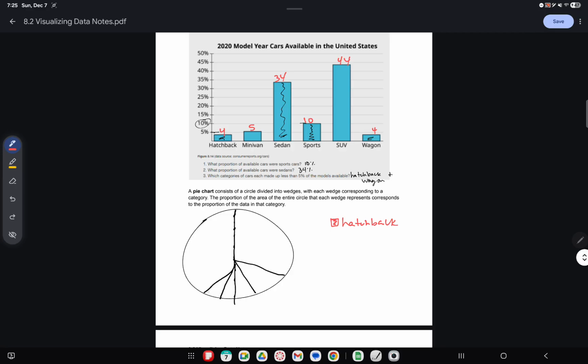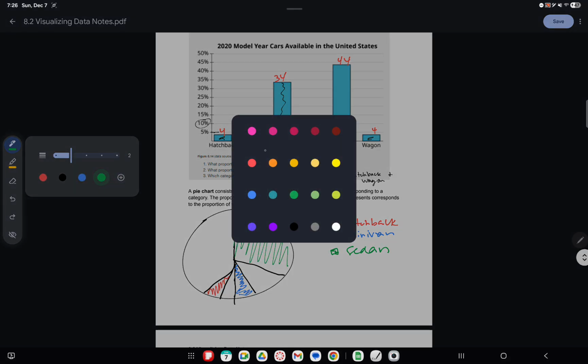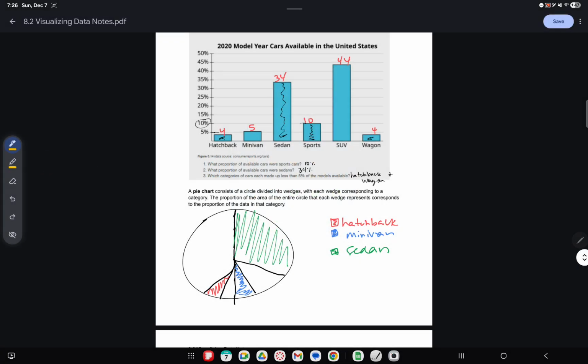So hatchback is 4%. Minivan is 5%. Sedan is 34%. Do an orange. Sports is 10%.